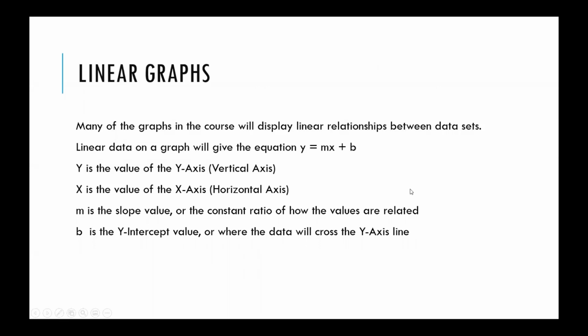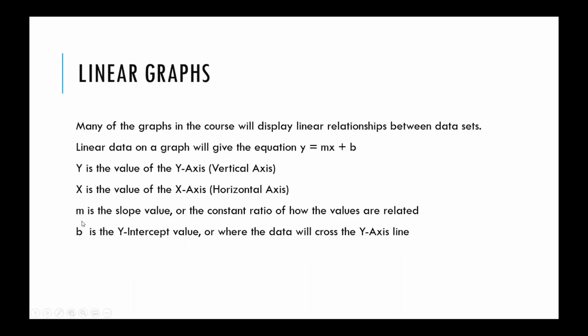A lot of the graphs in the course are going to be linear graphs. That is, they're going to give straight lines. And a straight line has the equation form of y = mx + b, where y is the value along the y-axis, that vertical axis, up and down. X is the value of the data point along the horizontal axis, left to right.